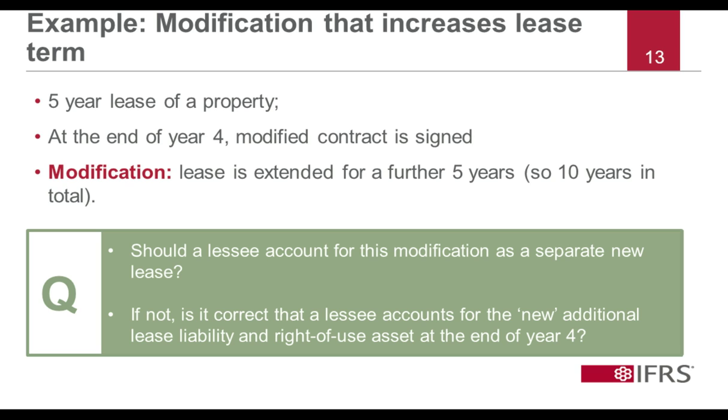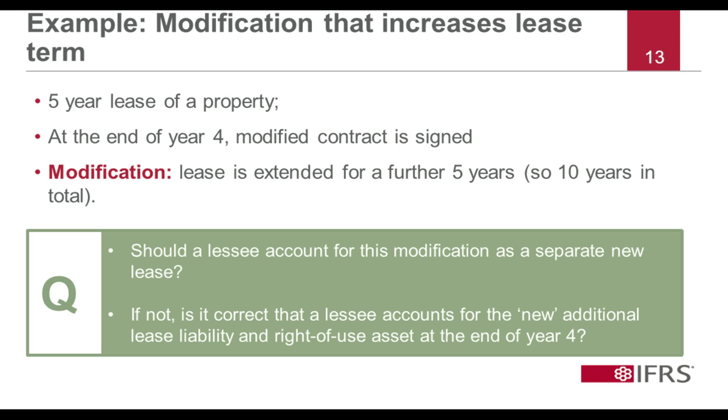Now the first question we've heard here is whether an increase in lease term satisfies the criteria to be accounted for as a separate new lease. And in short, no it doesn't. Referring back to the requirements that we discussed earlier in paragraph 44 of the standard, an increase in lease term does not add the right to use any new or additional underlying asset to the contract. The underlying asset is unchanged. Therefore, a lessee does not account for this modification as a separate new lease.